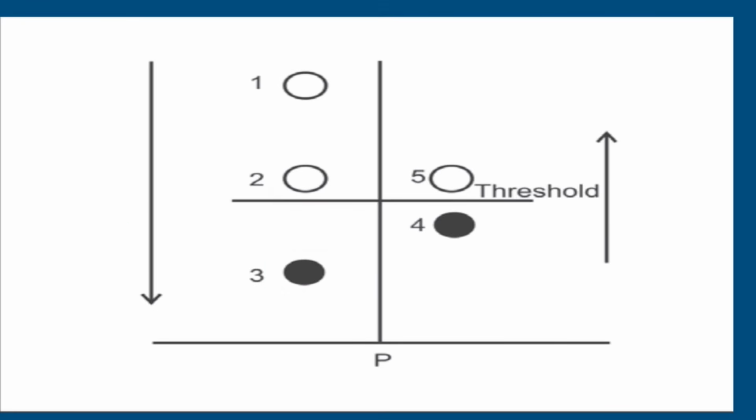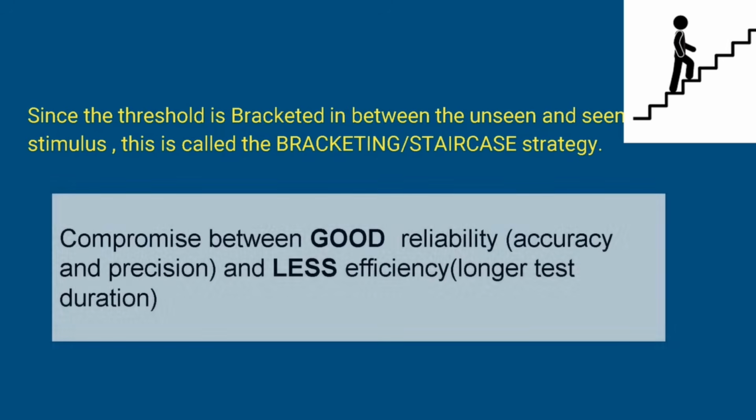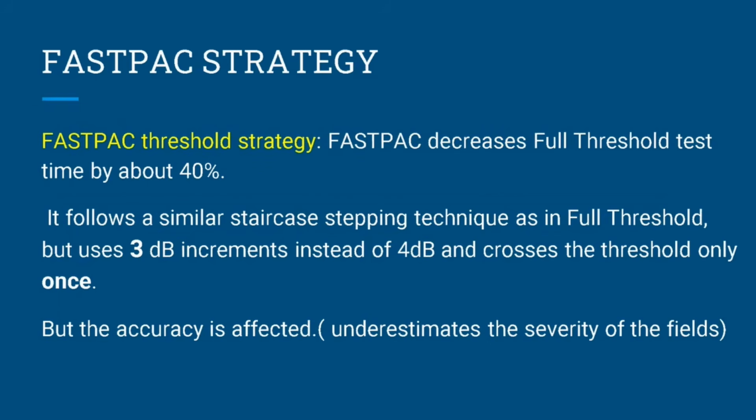From this point, the intensity is now increased in 2 decibel steps. And the first point where the patient first sees the stimulus becomes the threshold of the test. Since the stimulus is bracketed between the seen and the unseen stimulus and the intensity is varied in steps, this is called the staircase or the bracketing strategy. It provides pretty good accuracy and precision, but it does take a lot of time.